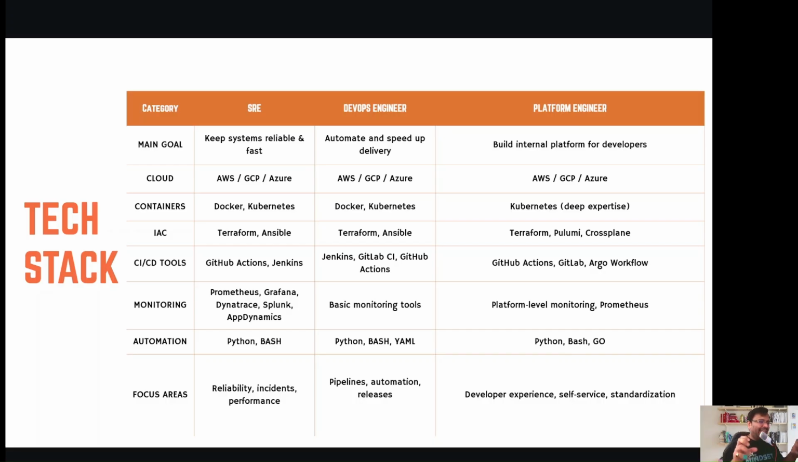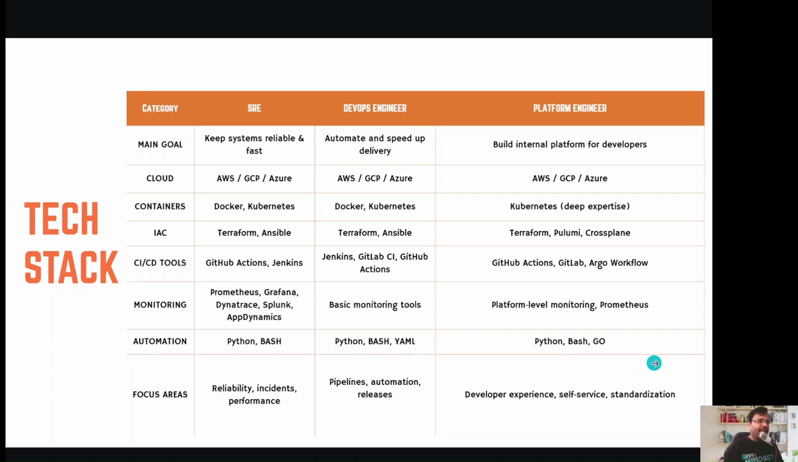So those are some of the key stacks which I have categorized in different categories. Now let's quickly move to the key takeaways. Until now we have looked at goals, culture shift, and tech stack, but I'm really excited to talk about the key takeaways for all three of these roles: SRE, DevOps, and platform engineer.